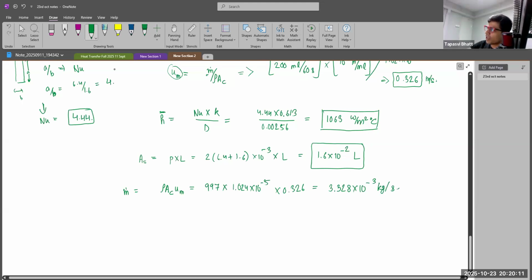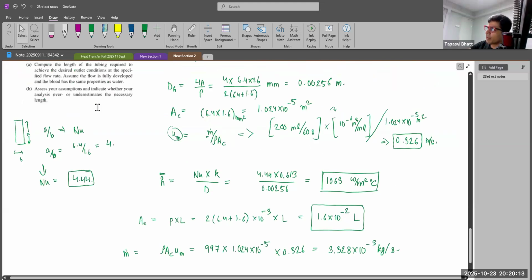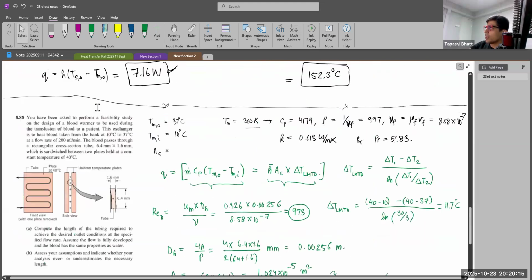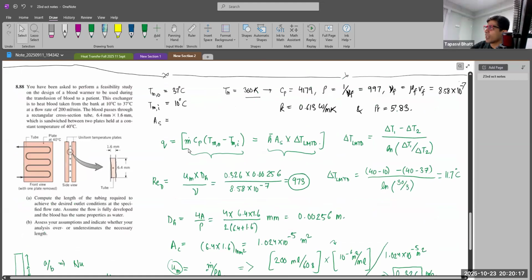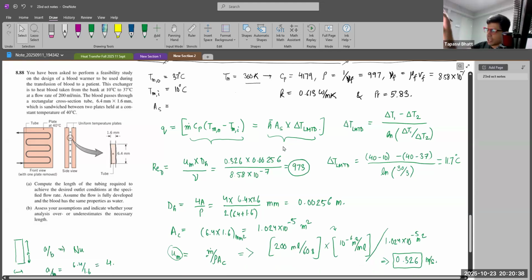What I did was first build up the main equation, which equates the heat flow from the inlet to the outlet with the log mean temperature difference. From that, what values did I need? I needed delta T LMTD, I needed AS, I needed H. We know m dot, we know Cp. So what are they asking us to calculate? They're asking us to calculate L, the length, which is in AS, because AS is perimeter times the length.